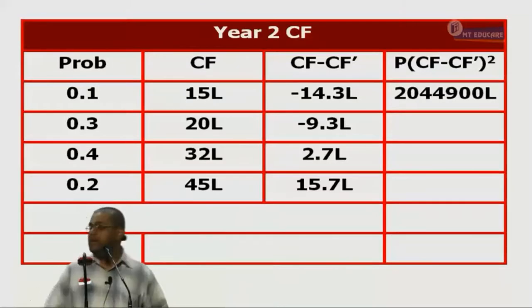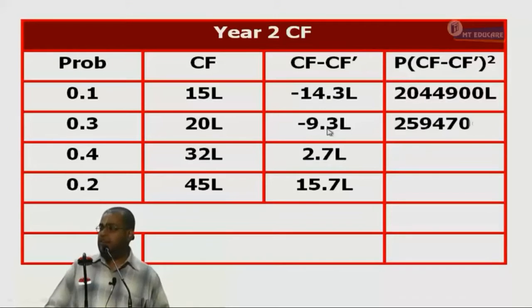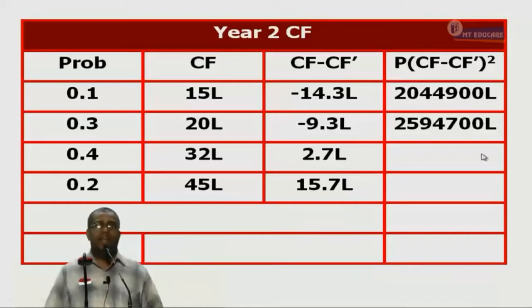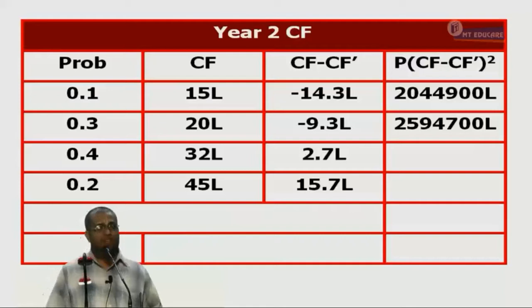Now, next. 0.3 into 9 lakh 30,000 into 9 lakh 30,000. That gives you 25 lakh 94,700, followed by 5 zeros. Can I proceed?